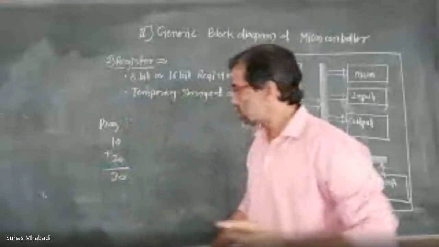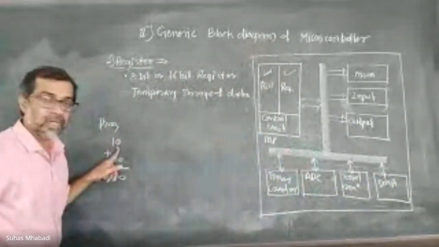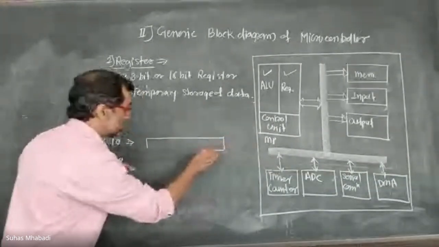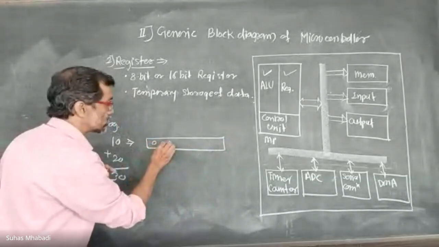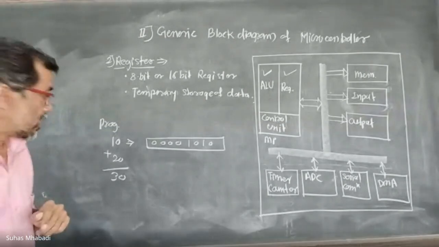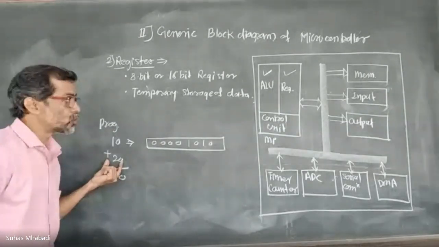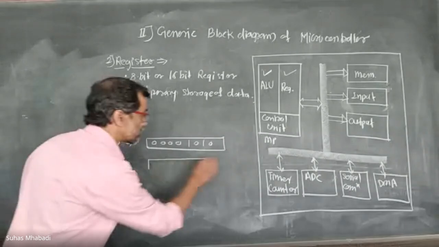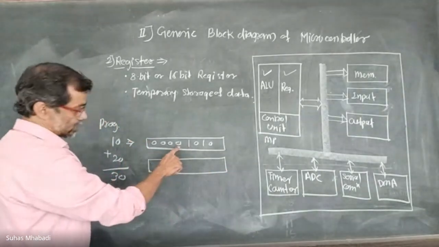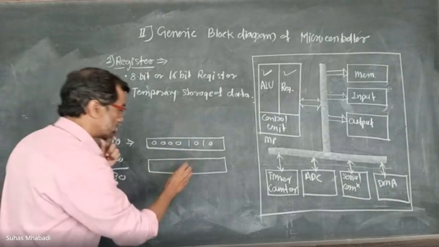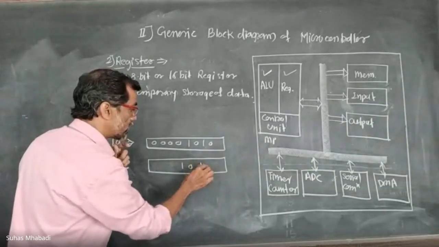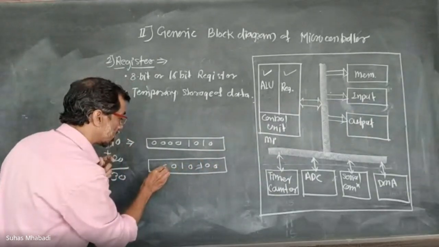So for storing this decimal number, I want to convert it into binary format, and that I will store in a register like 0, 0, 0, 0, 1, 0, 1, 0. Fine. And 20 is the number that I want to store, so I can store it in one more 8-bit register. 16 plus 4. So it should be like 1, 0, 1, 0, 0. Remaining bits are 0.